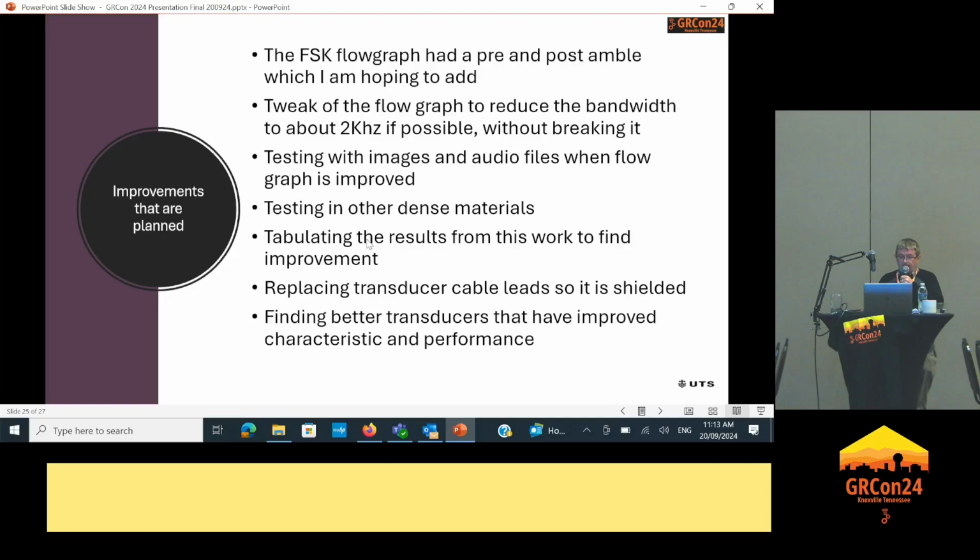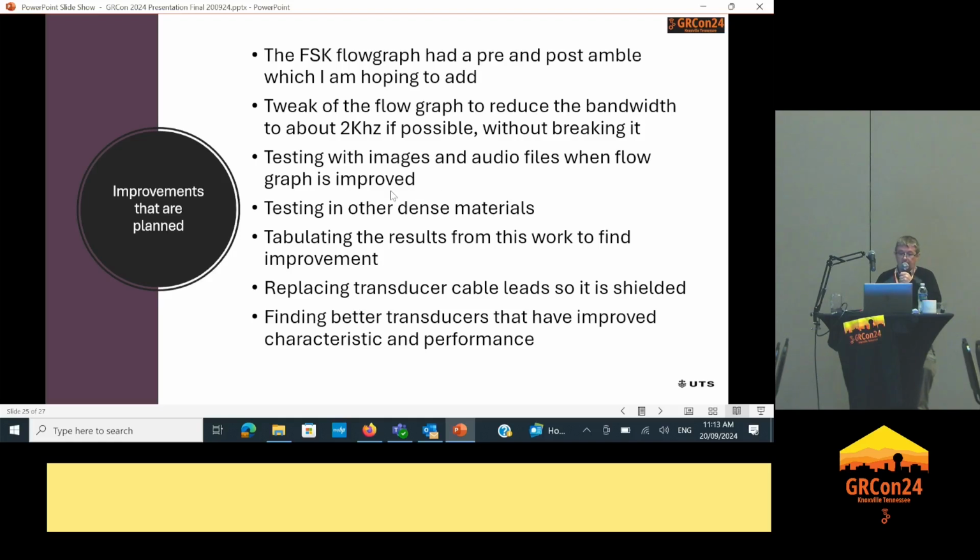And then the improvements that are planned. The FSK flow graph had a pre and post amble, which I think will probably have to be added to this OFDM graph. I want to tweak the flow graph to see if I can reduce the bandwidth to maybe 2 kilohertz, if possible, without breaking it.